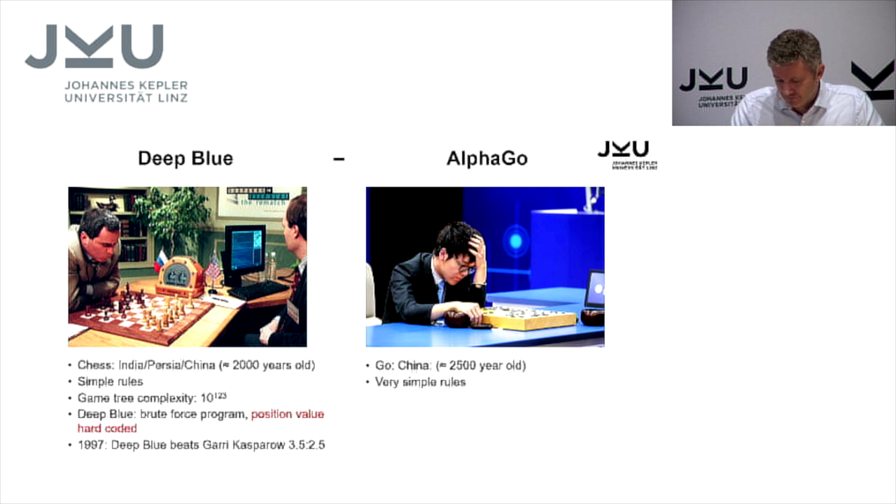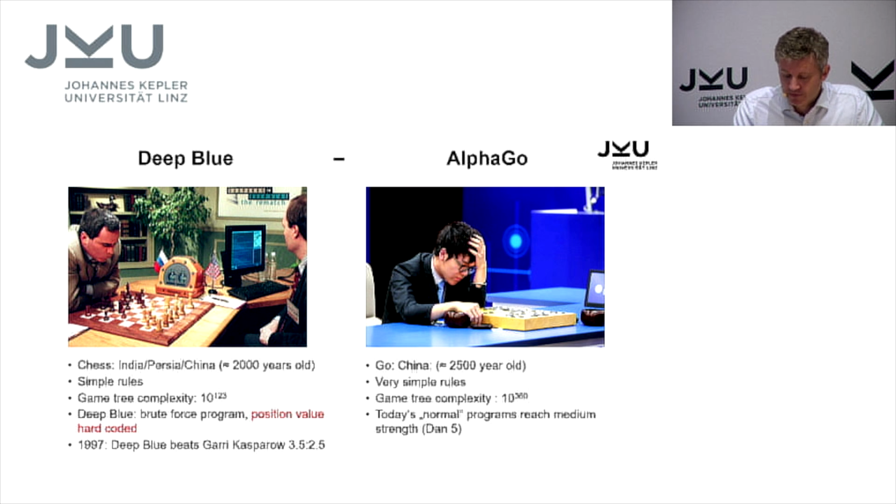But with Go, it's a bit different. Go is also an extremely old game, dating back 2,500 years. It has its roots in China. It has extremely simple rules, and the game tree complexity is much, much larger. It's a 360-digit number compared to a 123-digit number. So chess is nothing compared to Go when it comes to complexity. And therefore, today's normal programs reach only medium strength. So if you're a dedicated Go player and you train for some time, you will beat the best standard computers in the world. There are just too many options. Computers can't go through all of them.